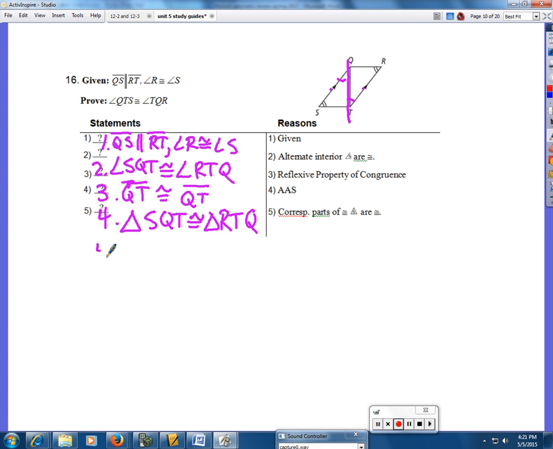And then number 5, corresponding parts of congruent triangles are congruent. Remember, that is CPCTC. And we're going to use this as our statement. The prove statement is always your last statement.